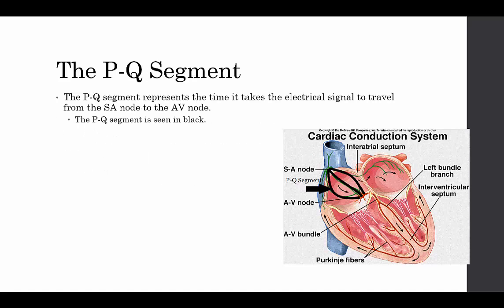So the PQ segment represents the time it takes the electrical signal to travel from the SA node to the AV node. If you look at the picture here, as soon as the atria are filled with blood, the SA node fires, and you can see the electrical activity here in black moves down to the AV node, and this is represented mostly in the PQ segment.